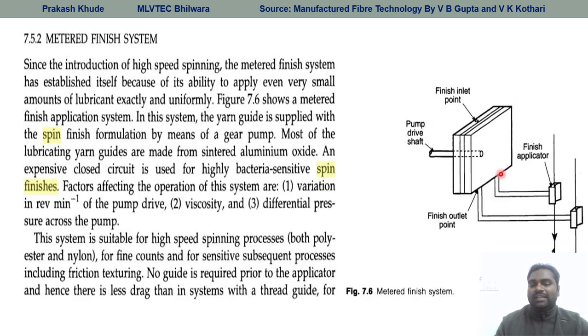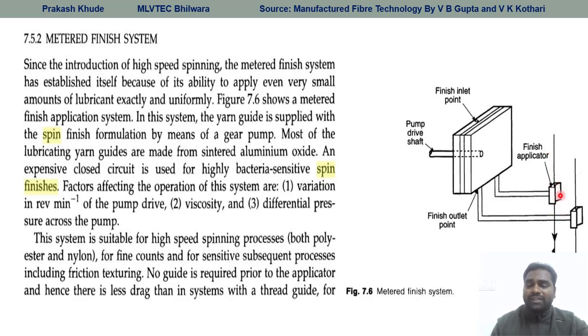With the introduction of high speed spinning, the metering finish system has established itself, because it has the ability to apply this spin finish onto your yarn exactly and uniformly. And in this figure we can see a metered finish application system, where the yarn guide is supplied with the spin finish formulation by means of a gear pump. Most of these lubricating yarn guides are generally made out of sintered aluminum oxide, and an expensive closed circuit is used for highly bacteria-sensitive spin finishes.